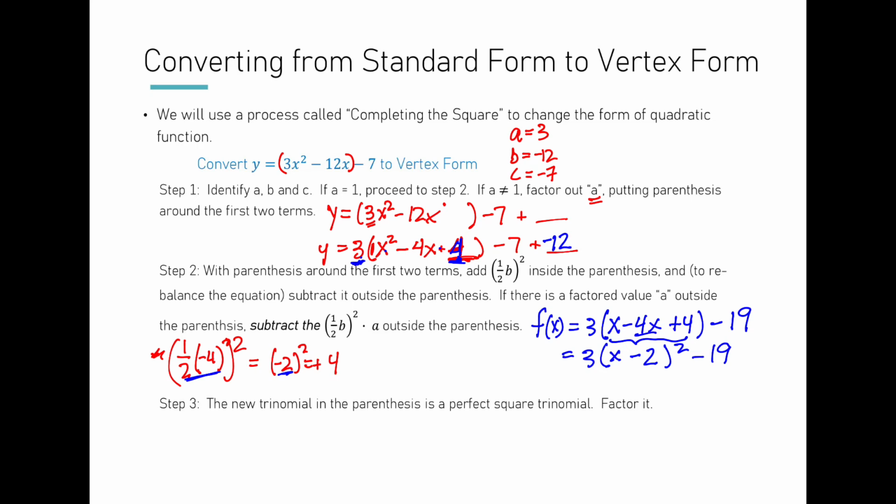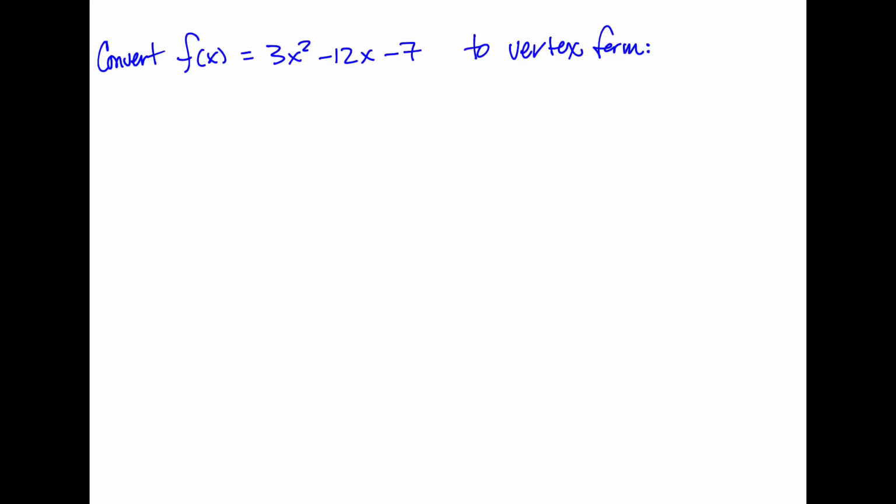This tells me a few things about my function. Number one, it's in vertex form, and its vertex is at 2, negative 19. It's upward facing, and it's been stretched because it's being multiplied by a factor of 3. There is another way that we can convert this function to vertex form. Writing out vertex form, of course, it would look like this.